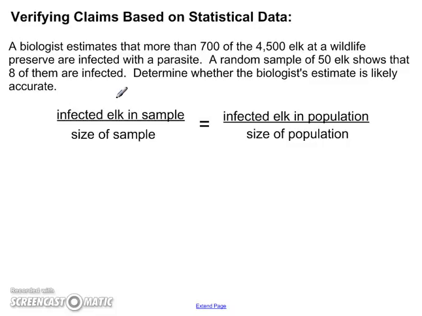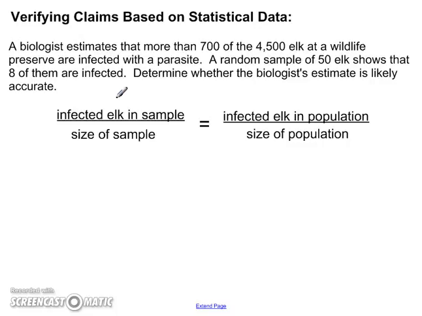So, verifying claims based on statistical data. Now we're going to throw a little math in here real quick. A biologist estimates that more than 700 of the 4,500 elk at a wildlife preserve are infected with a parasite. A random sample of 50 elk shows that 8 of them are infected. Determine whether the biologist's estimate is likely accurate.